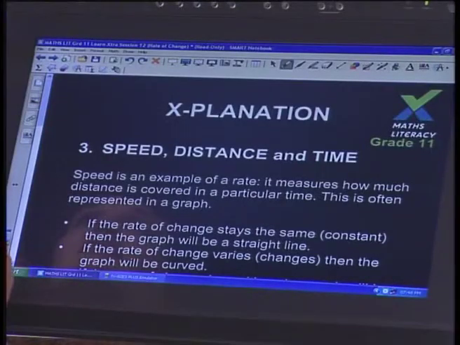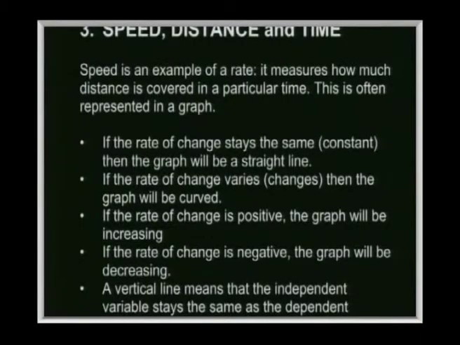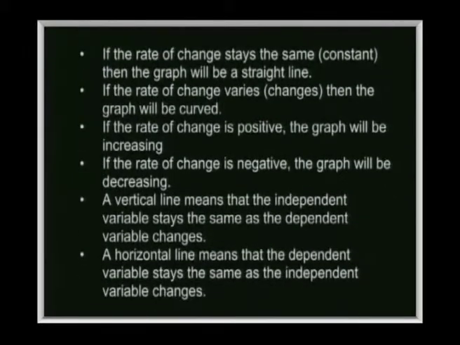Let's have a look at our next one. Speed, distance, and time. Let's go through these bullet points one by one. The first one says, if the rate of change stays the same, i.e. constant, then the graph will be a straight line. So let's have a look what this graph would look like. If we have a graph where the rate of change is constant, our graph will be a straight line, just like that.